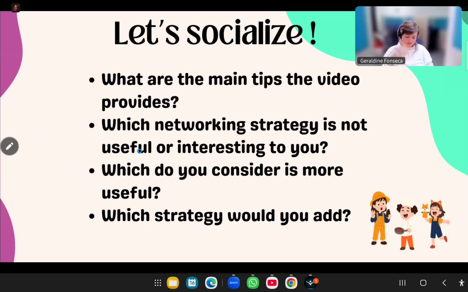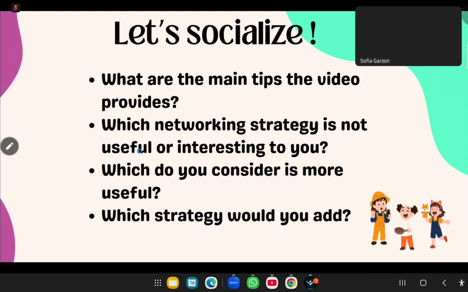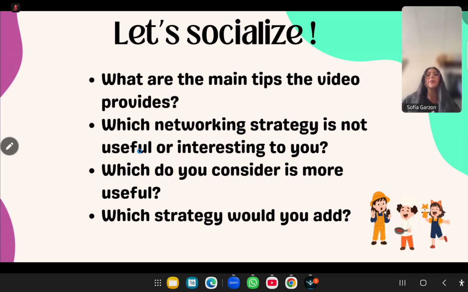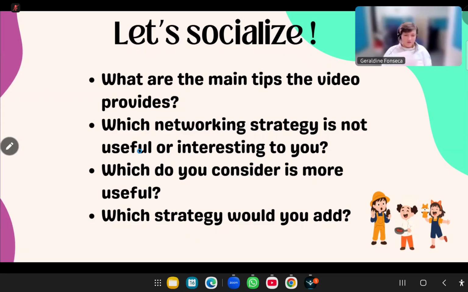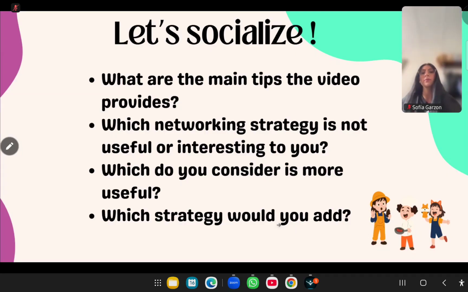New connections, create the network for me. Okay. Yes, that's one really important tip to keep in mind, especially taking into account that it's not that easy to find these people, no? Thank you.